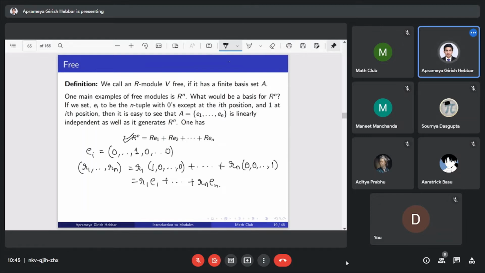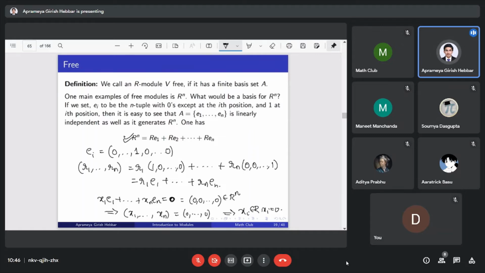And you can see that this is linearly independent because if you have x1 e1 plus up to xn en equal to 0, what does that mean? That just means (x1 up to xn) is 0. I have to make sure what this 0 means. This is just (0, 0, 0), since it's an element of R^n. So (x1 up to xn) is also (0, 0, 0). So this implies each xi is 0, xi belonging to R. So this would be a basis.